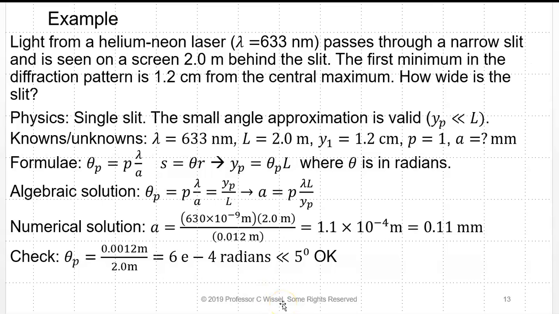Okay, light from a helium neon laser with a wavelength of 633 nanometers passes through a narrow slit and is seen on a screen 2 meters behind the slit. The first minimum in the diffraction pattern is 1.2 centimeters from the central maximum. How wide is the slit?